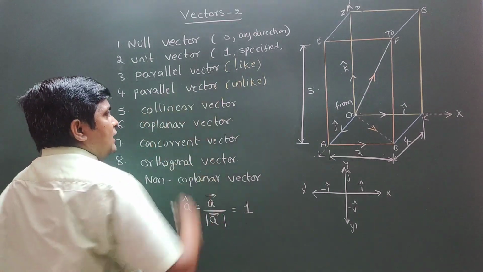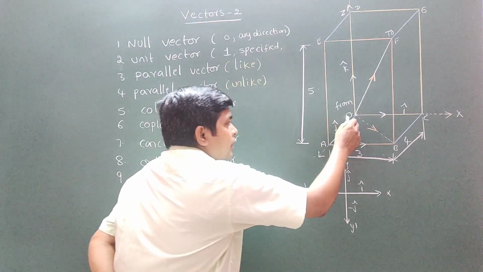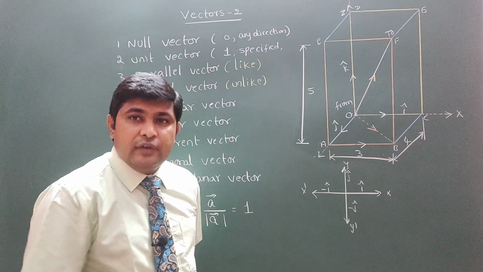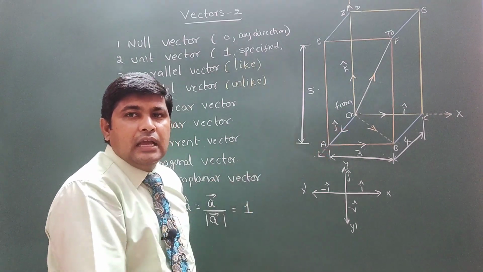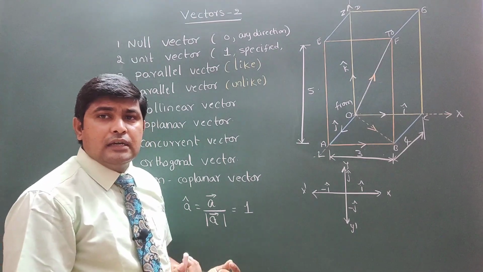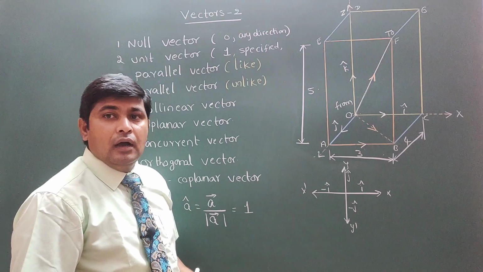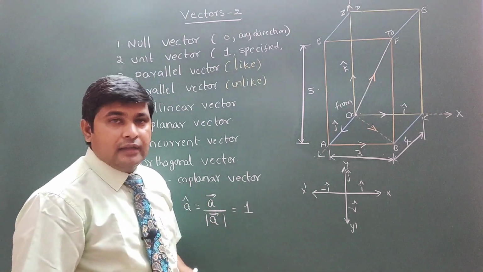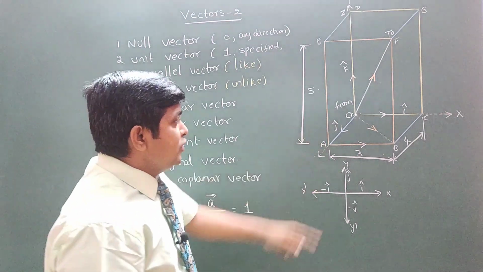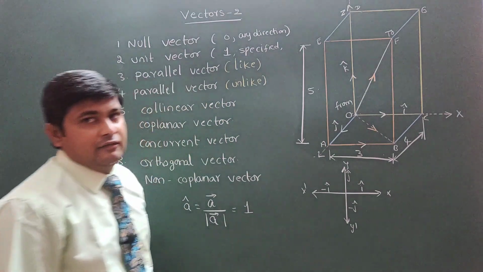Next, the parallel vector can also be unlike, meaning they are parallel but the direction is opposite. If one is moving in positive x, another is moving in negative x, then their directions are opposite, but magnitudes we are not talking about. So parallel, unlike, we can understand.